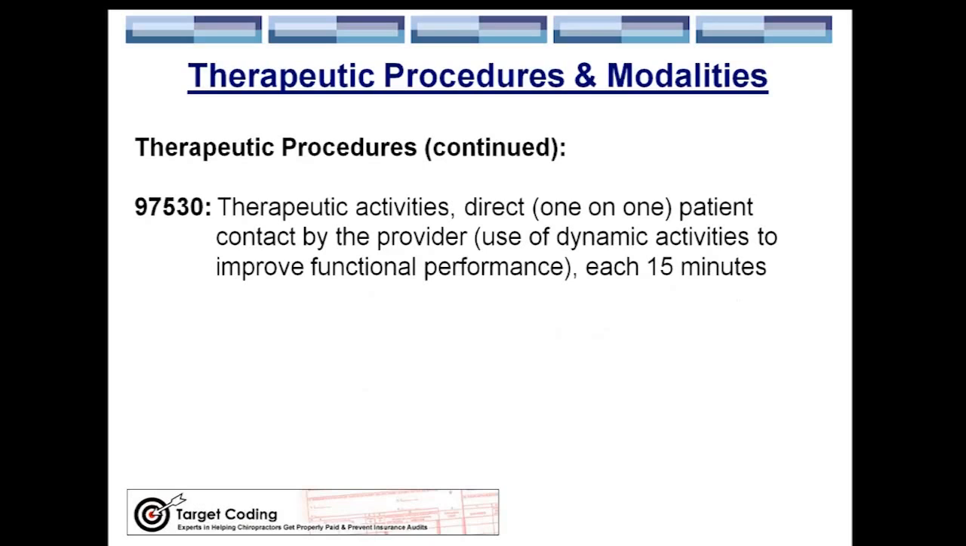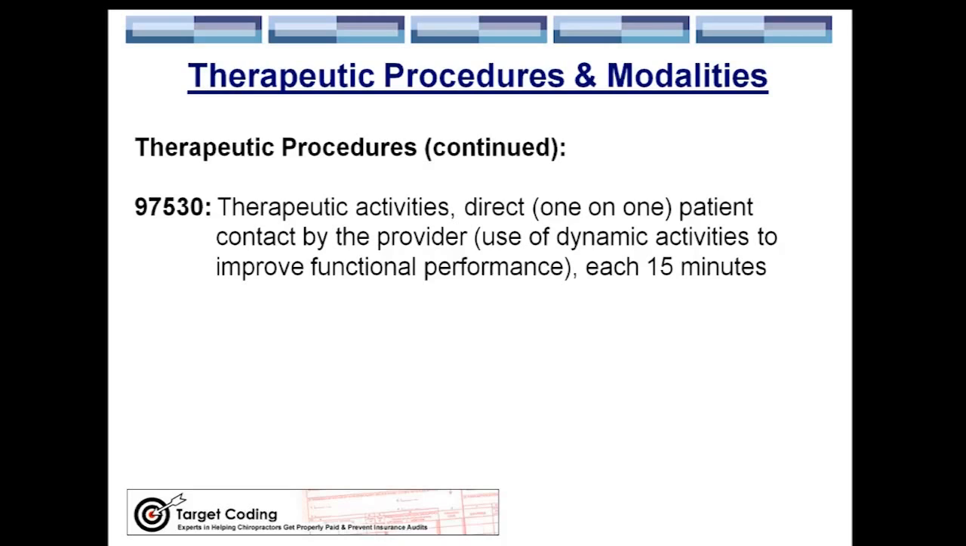Next is 97530. That's therapeutic activities. I don't call it kinetic activities. Some people say that. I call it what the AMA CPT code book says it is. I don't call this kinetic activities. I call this therapeutic activities. Direct one-on-one patient contact by the provider. You're using dynamic activities to improve functional performance. See, that's the key right there.